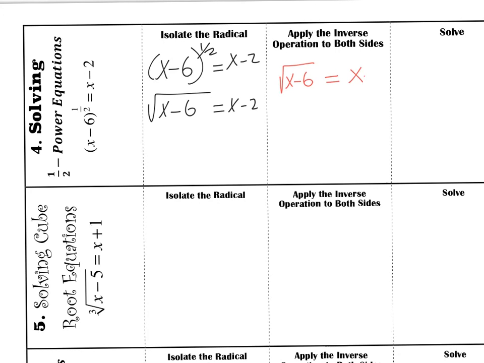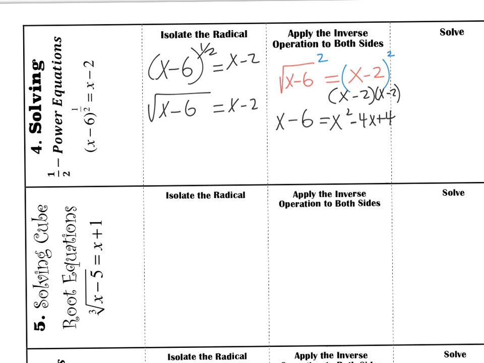Now remember, x minus 2, think about it as a whole thing that's going to be squared, okay? You don't square x by itself and 2 by itself. So I end up having x minus 6 equals x minus 2 to the power 2. So basically you write it out twice and you FOIL. And I end up having x squared minus 4x plus 4.